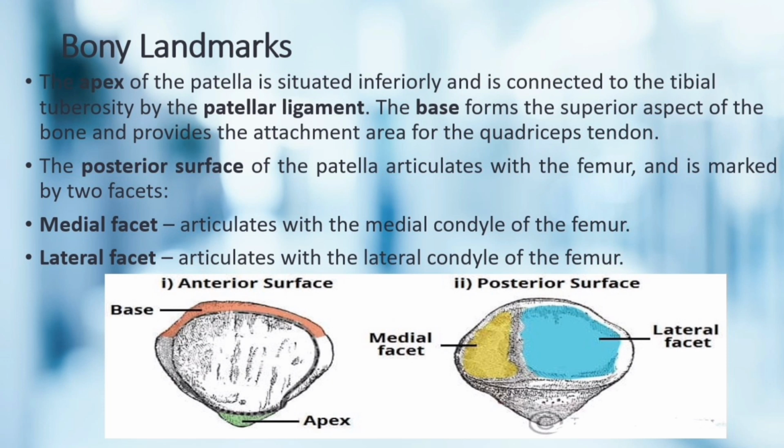The posterior surface of the patella articulates with the femur, and is marked by two facets. Medial facet, articulates with the medial condyle of the femur. Lateral facet, articulates with the lateral condyle of the femur. It is classified as a sesamoid-type bone due to its position within the quadriceps tendon, and is the largest sesamoid bone in the body. In this article we will look at the anatomy of the patella, its surface features, functions and clinical relevance.